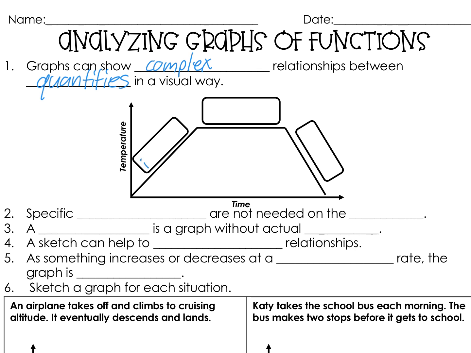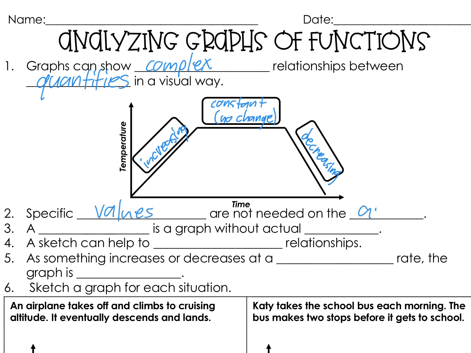So for instance, here we have temperature on the y-axis and time on the x-axis. Notice how as the slope is increasing, that means that over time the temperature increases. When the slope is constant or there's no change, that means that as time increases, the temperature stays the same. And then in the last section, as time goes on, the temperature decreases.